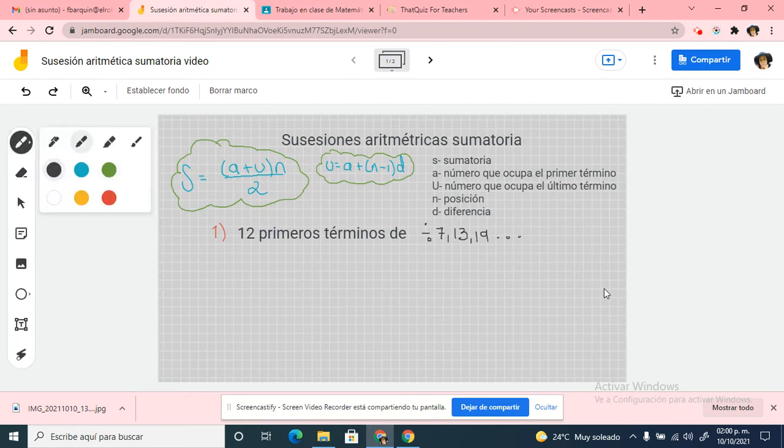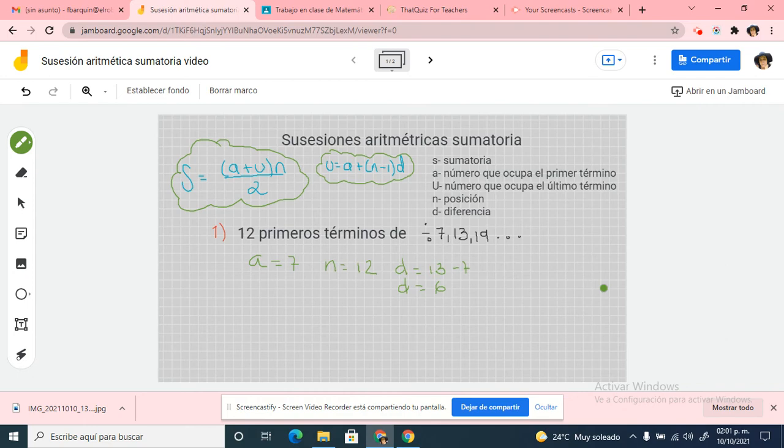So let's do it. A, in this specific one, will be 7. Then we need N, which is the position we're looking for. In this case, it's 12. The difference, which in this case is 13 minus 7. Okay, 13 minus 7, the difference between the second and the first term. Specifically, this one is D equals 6.